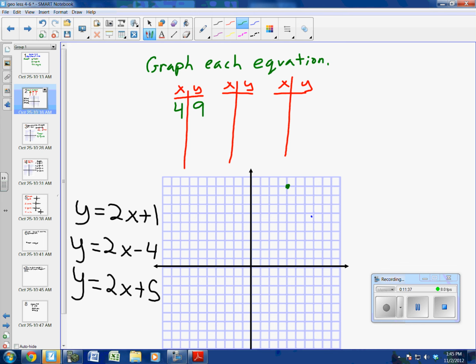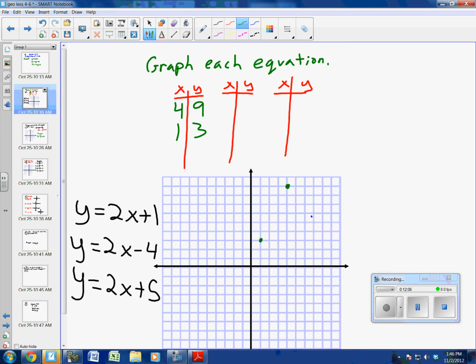Okay, give me another point. Since 4 is almost off the graph, and this one does have a positive slope, I would choose something less than 4. I would choose one a little bit away from 4, okay, let's do 1. 1's a good one. So, Jordan, what's 2 times 1? +1 is 3. So we're going to graph 1, 3.